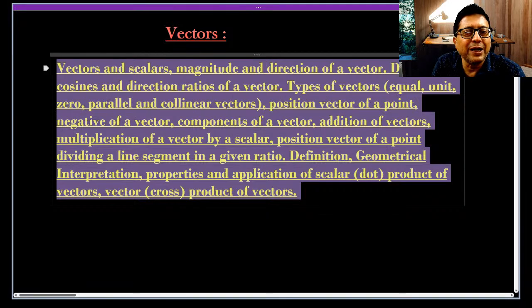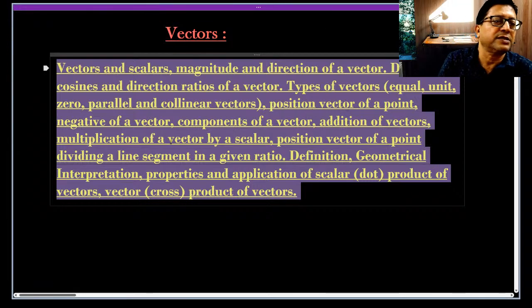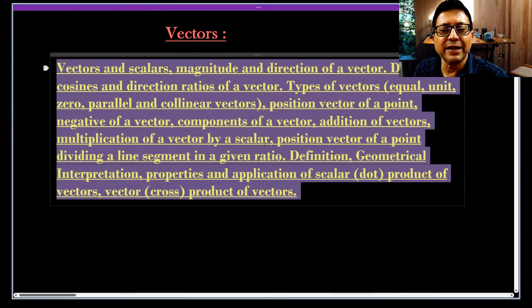equal, unit, zero, parallel, collinear vectors, position vector of a point, negative of a vector, components of a vector, addition of vectors, multiplication by a scalar, position vector of a point, and then section formula, dividing a line segment in a given ratio, definition, geometrical interpretation, properties, application of scalar product of vectors and cross product of vectors. This is there in your syllabus.